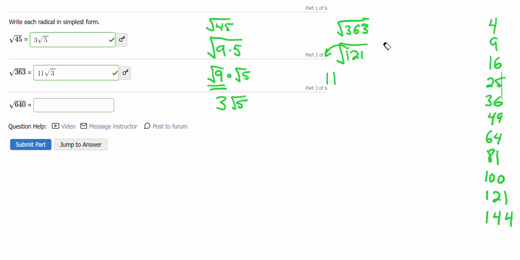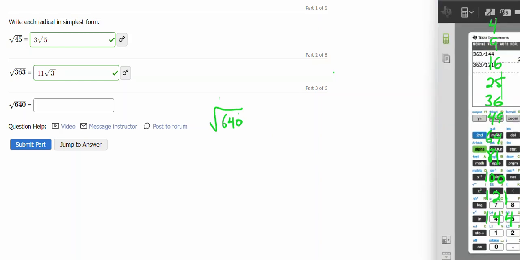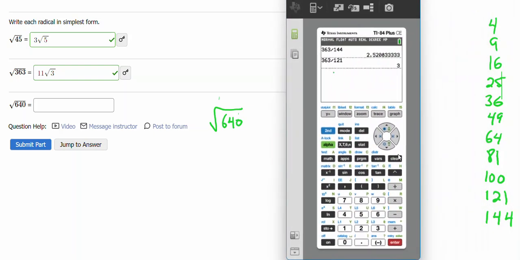Just going to erase these for a little bit more room. Okay, so we've got the square root of 640. All right, so grab your calculator again. Then we can just start trying to divide 640 by some things.